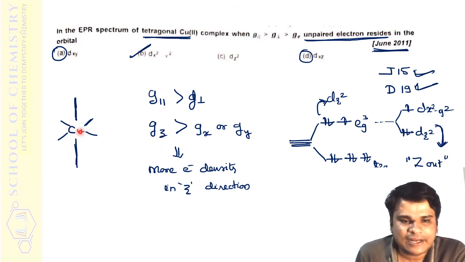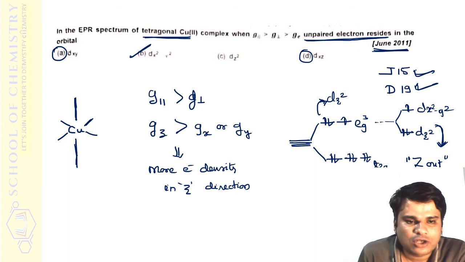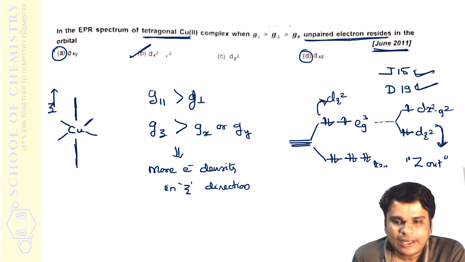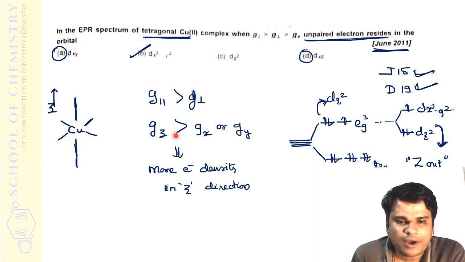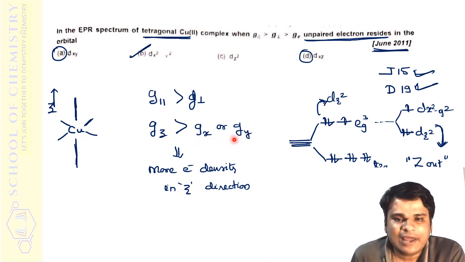Because the magnetic field direction will always be assumed to be along the Z direction. Therefore the parallel direction should be considered as gz. gz is nothing but g parallel, and gx or gy can both be called g perpendicular. The point they have mentioned is that gz is more than gx and gy. This shows that, for the interpretation of the g value, the higher the g value, the more electron density in that particular direction. So if gz is more, it indicates more electron density in the Z direction.